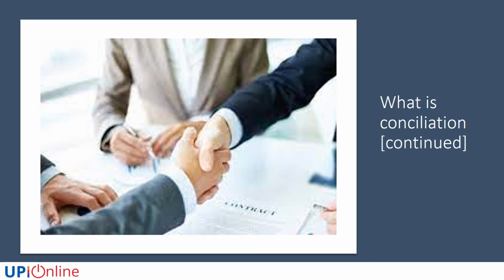Conciliation can only occur when the issue is governed under certain pieces of legislation. A few examples are the Employment Equity Act, the Labour Relations Act, and the Basic Conditions of Employment Act.